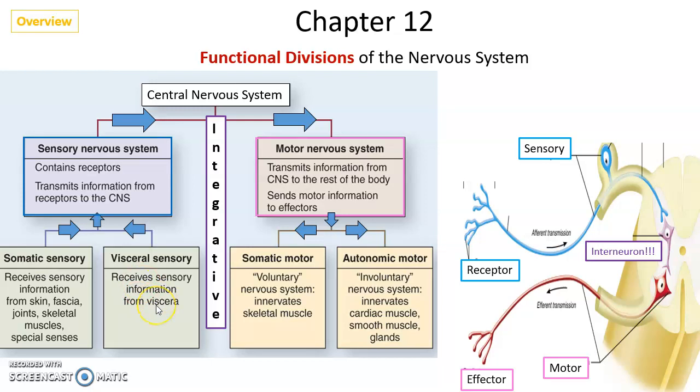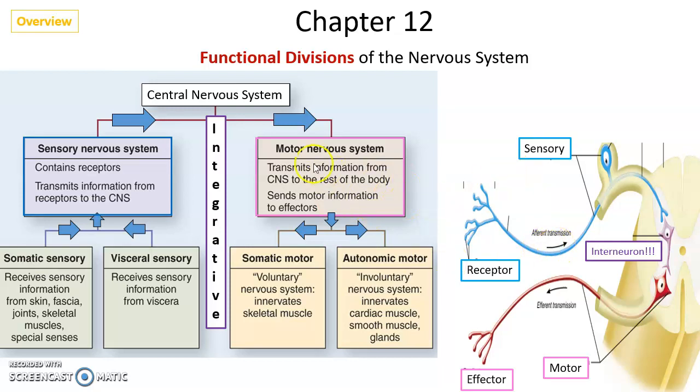And then we have the visceral sensory system. The visceral sensations are the ones associated with our internal organs that we are not always consciously aware of. For instance, we don't know necessarily if the blood pressure has increased or decreased in a blood vessel. And then they send that information on to the central nervous system.